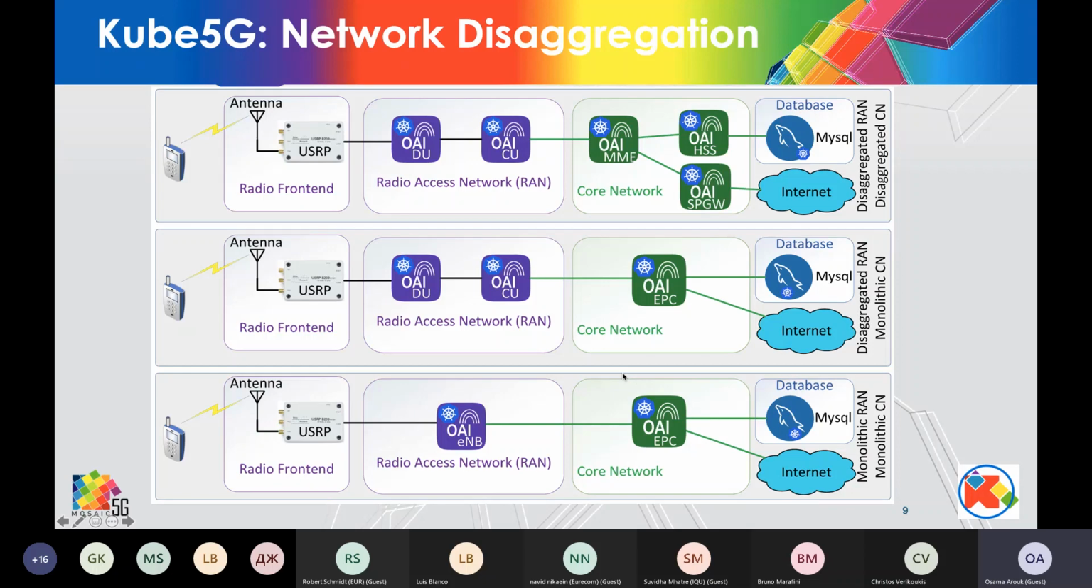Additionally, second, there is the disaggregation mode that you can deploy, where you can, for example, disaggregate only the RAN, with one entity for the core network. So in this case, we have a disaggregated RAN and a monolithic core network, or you can have a disaggregated RAN and a disaggregated core network.